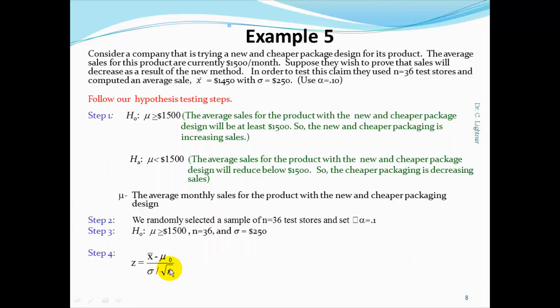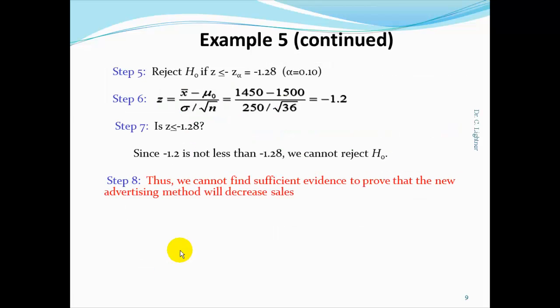In step 4, we simply write down our test statistic. And in step 5, we write down our rejection rule. We should write our critical value in this rejection rule. We should note that we should follow the steps for computing Z alpha, but this rule tells us that we should write negative whatever that Z alpha value is. We should follow our steps with alpha equal to 0.1.